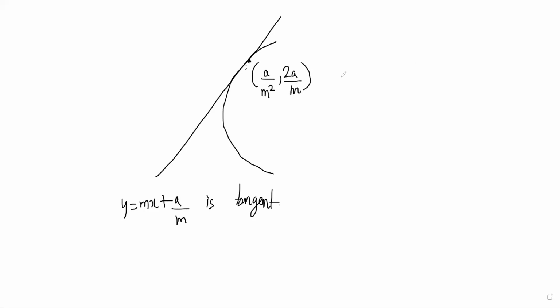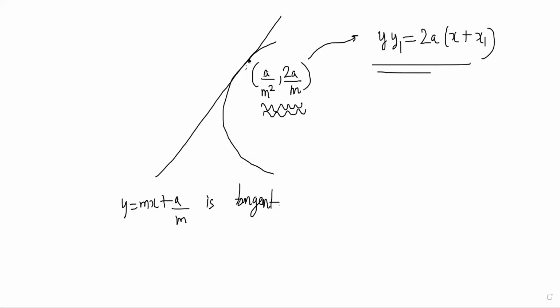How do we know that? Let's try to find the equation of tangent at this point to the parabola. And this time use a different form. Use the form y y1 is equal to 2a into x plus x1, right? If this is a point on the parabola, which you can easily confirm by checking y square is equal to 4ax, because y square will be 4a square by m square, and 4a into this is 4a square by m square, right? So this is indeed a point on the parabola.